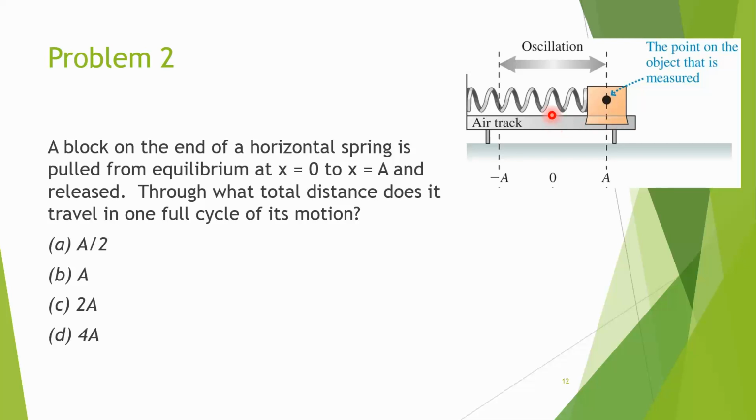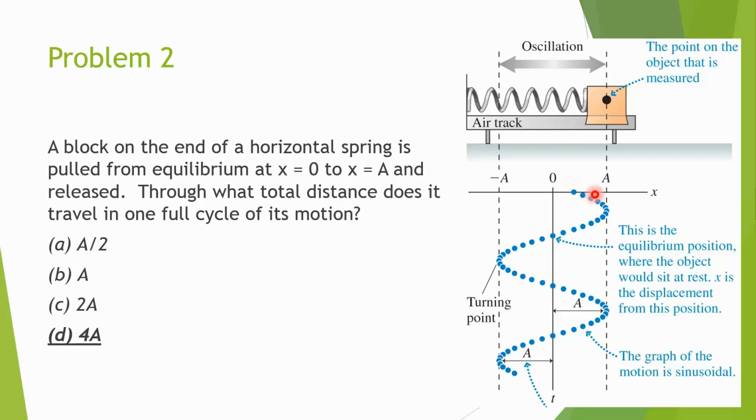To get to 0, it travels A. To get to negative A, it travels another A. So now we're at 2A. Goes back to 0. Now we're at 3A. Back to its original position, it's traveled 4A as its total distance. And you can see it on the graph. If it started here, it has to travel to 0, to negative A, to 0, to positive A. That's a total distance of 2A to the left and then 2A back, for 4A.